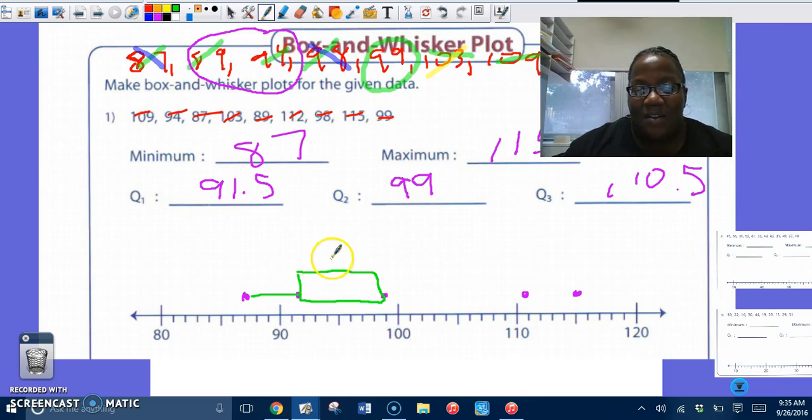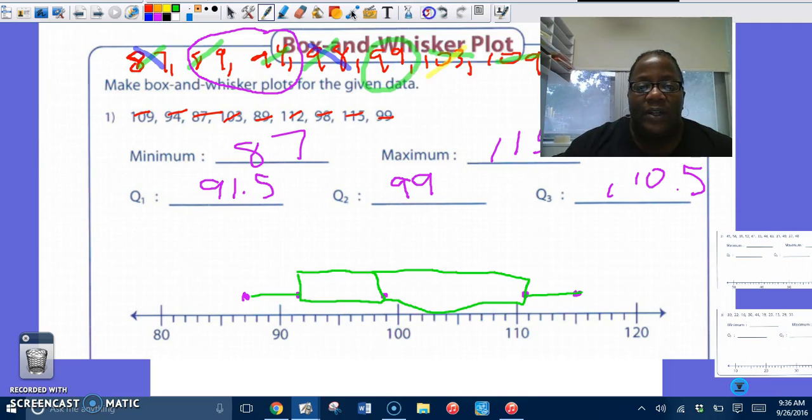And then we will connect the second quartile to the third quartile, which will look like this. Close enough. And then the third quartile to the maximum. So your box and whisker plot should look like that. All right, first one is done for you.